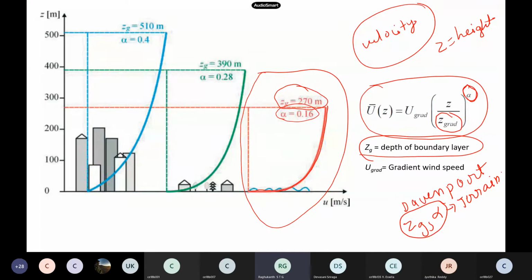So this has been measured, and these are the numbers. Suppose you see some small obstructions like houses and small trees, then the depth of the boundary layer will be 390 meters and alpha will be 0.28. But when you have multi-story buildings, very large, like now in Chennai, you followed, right? 200-meter-high buildings are there. The depth of the boundary layer increases. This increases to 510 meters, and alpha is basically 0.4.